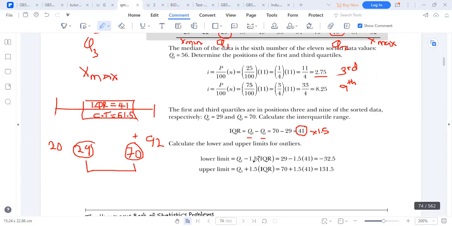So to find the lower limit, you multiply 1.5 by the interquartile range, which is 61.5. So 61.5, we will subtract it from the 29 here. So 29 minus 61.5, we get negative 32.5. So negative 32.5 is somewhere there. That is called our lower limit. The upper limit, we add the 61.5 to the 70. We're going to get 131.5, which is somewhere there.